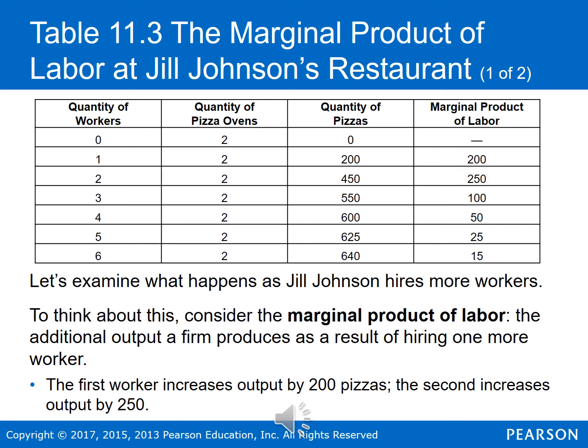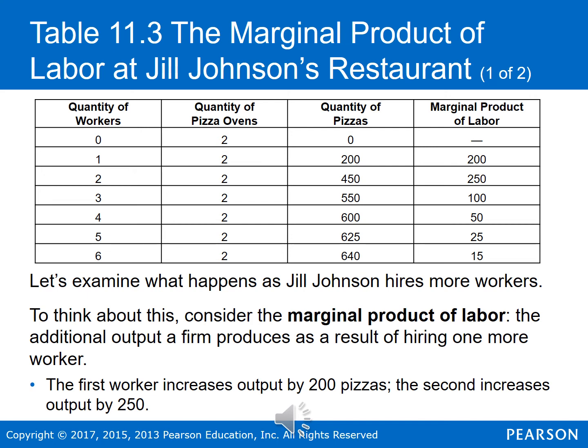So when Jill moves from 0 workers to 1 worker, we go from 0 pizzas to 200 pizzas. So that first worker has a marginal product of labor of 200. They're now able to produce 200 more than they were before because of this additional worker. Moving from 1 worker to 2 workers, the number of pizzas being produced increases from 200 to 450. So the marginal product of labor, the difference between 1 worker and 2 workers, is 250. So the second worker has an even greater marginal product of labor.